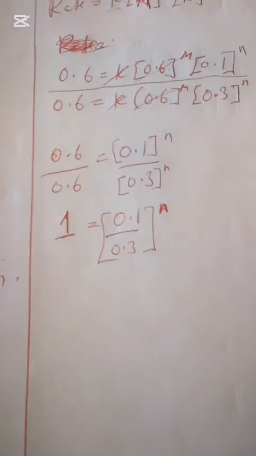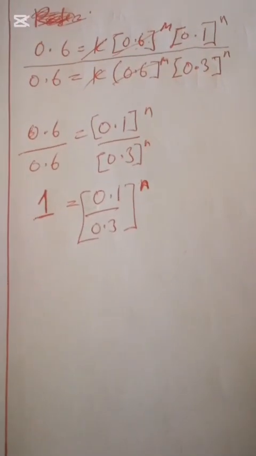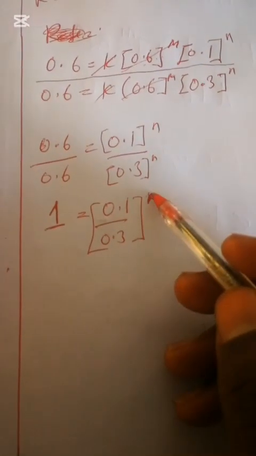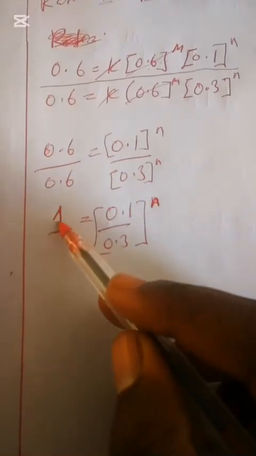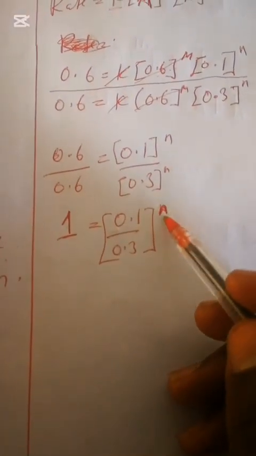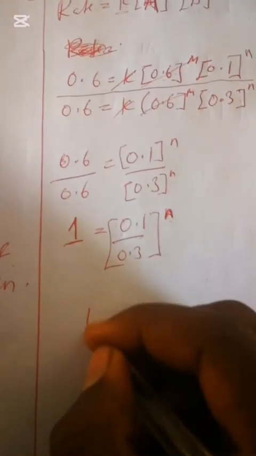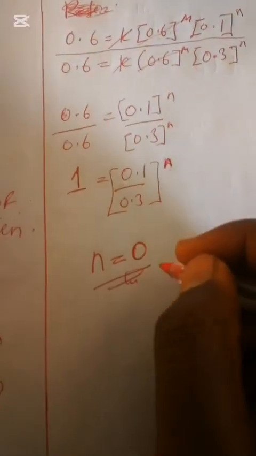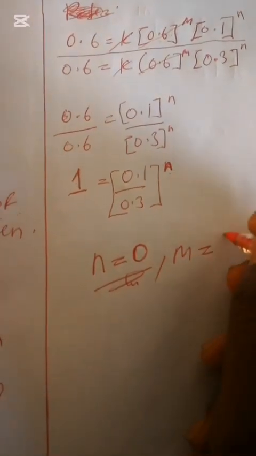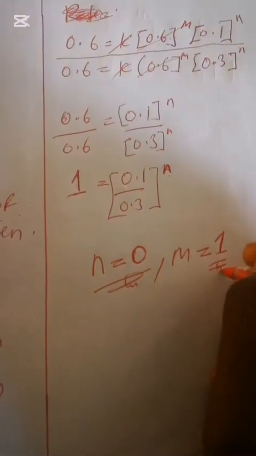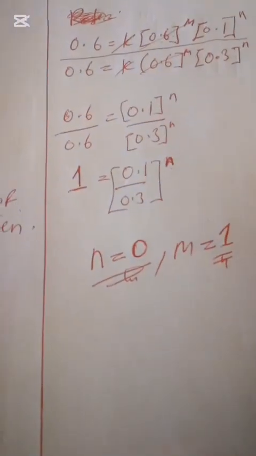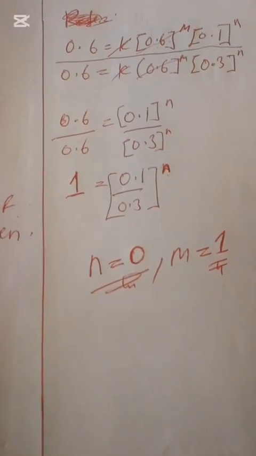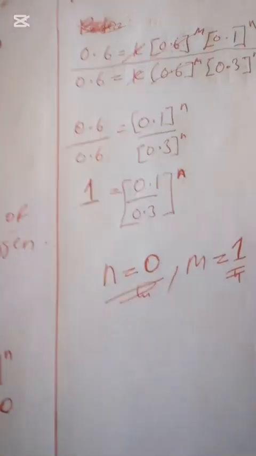Now any number to the power 0 is what? We know if we put here the power 0, it will give us 1. So n should be equal to 0. Yes. So m was giving us 1. This is the only way we can find the reaction orders in the rate law. So we have finished the rate law.